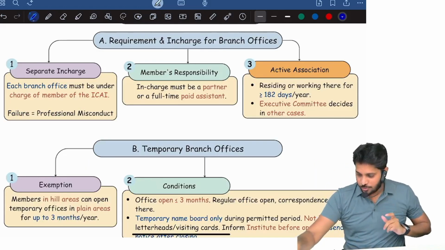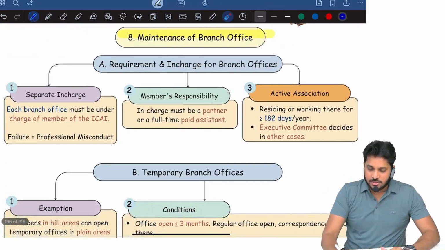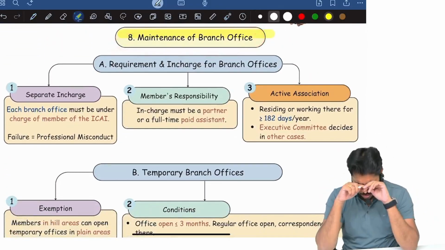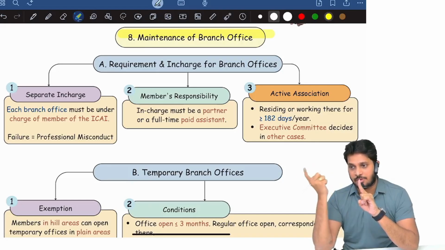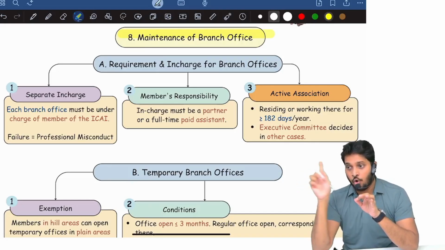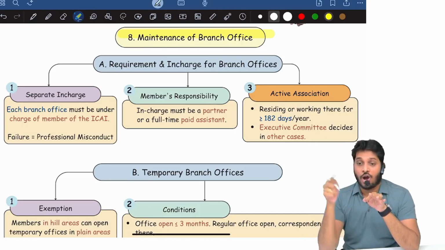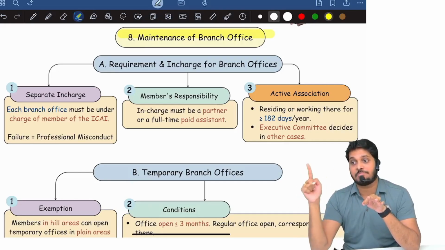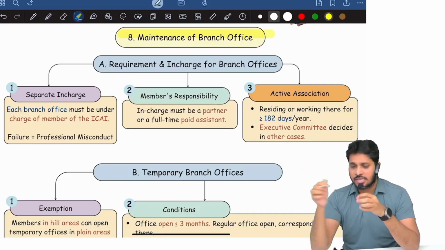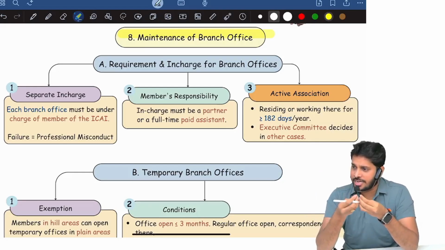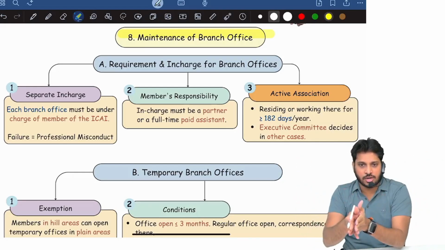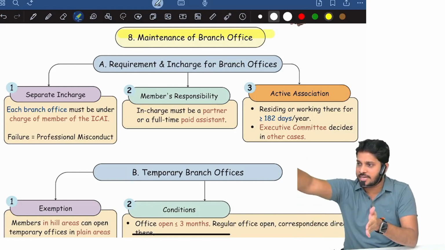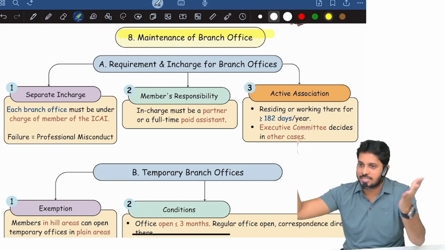Yeah, let's continue. So, maintenance of branch offices: as a practicing CA, you can only have one office. If you want to have multiple offices at multiple places, you require another CA who should be either a partner of the firm or a full-time paid assistant, not a part-time paid assistant. This is to protect against multiple branches opening. If this provision were not there, every CA would tie up with 100 tax consultants across India and have branches across India.